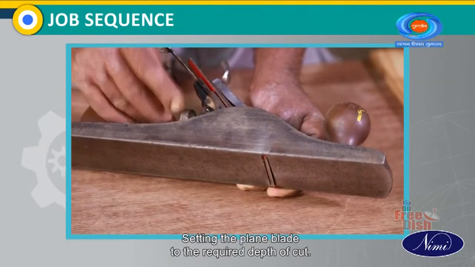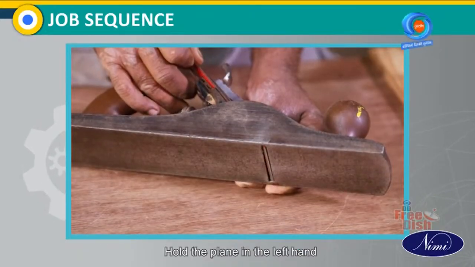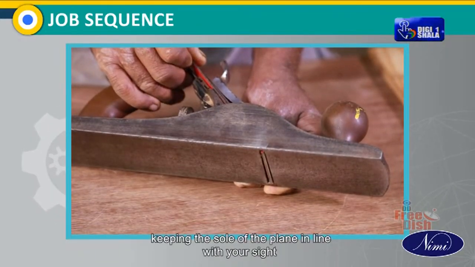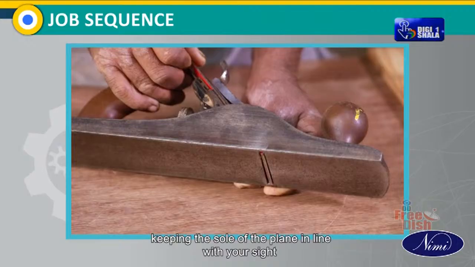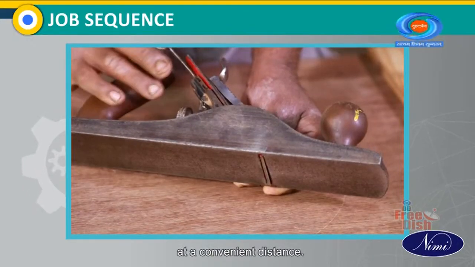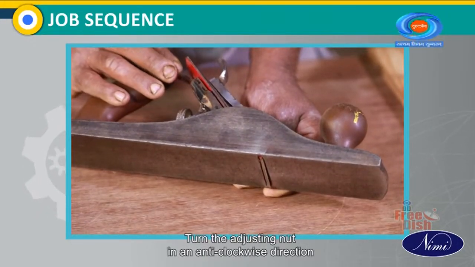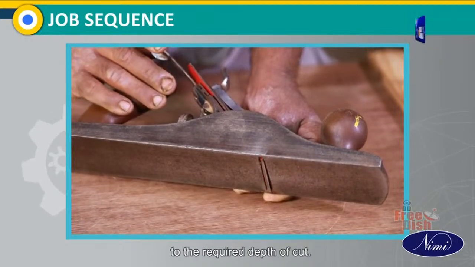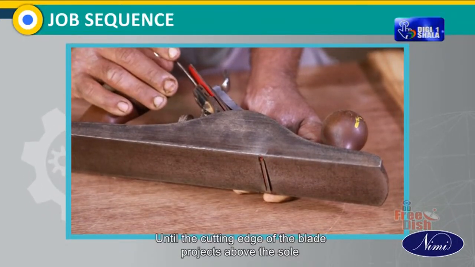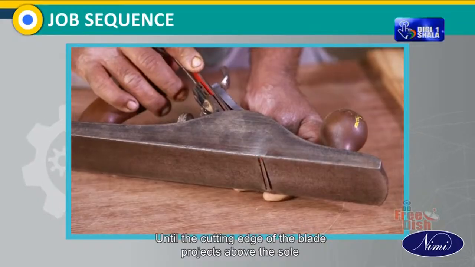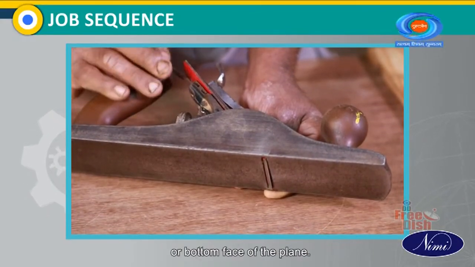Setting the plane blade to the required depth of cut. Hold the plane in the left hand, keeping the sole of the plane in line with your sight at a convenient distance. Turn the adjusting nut in an anti-clockwise direction to the required depth of cut until the cutting edge of the blade projects above the sole or bottom face of the plane.